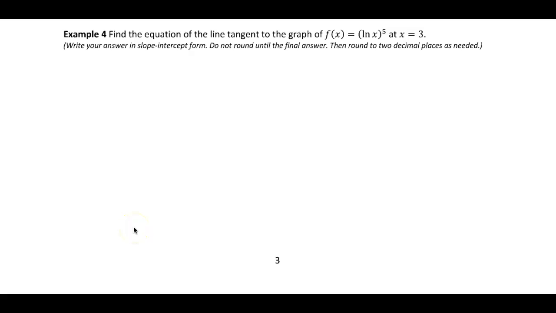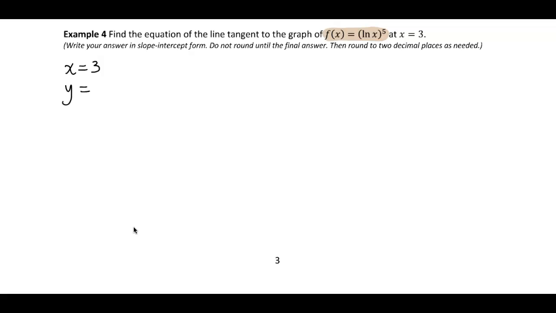In example 4, we're going to find the equation of the line tangent to the graph of f of x equals natural log of x raised to the 5th power. The x value they're giving us is x equals 3. So to find the equation of the tangent line, we need x, which is 3. We need y. Let's find what that y is real quick.